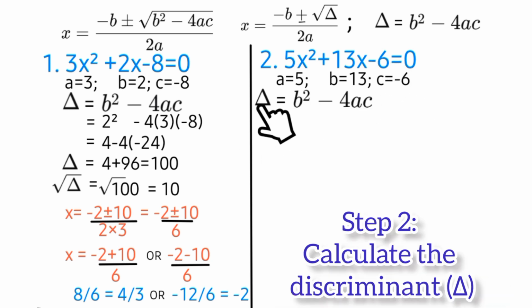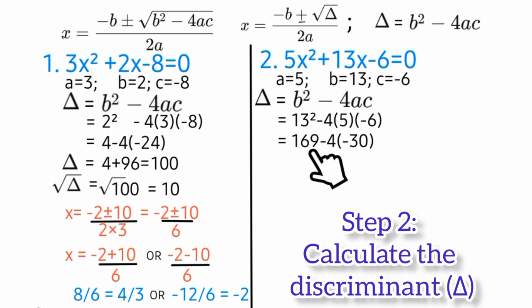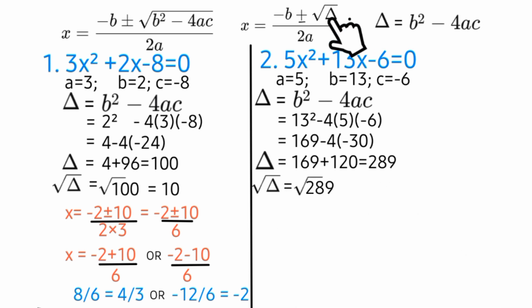Now let's calculate the discriminant. The formula is b squared, our b value is 13, then squared, minus 4 times a, whose value is 5, times c, that is minus 6. 13 squared gives 169, minus 4 times 5 times minus 6 gives minus 120. So we have 169, minus times minus will have plus, 4 times 30 gives 120. So therefore 169 plus 120 gives 289. So the discriminant value is 289. Now let's get the square root of the discriminant value. The square root of 289 is 17.